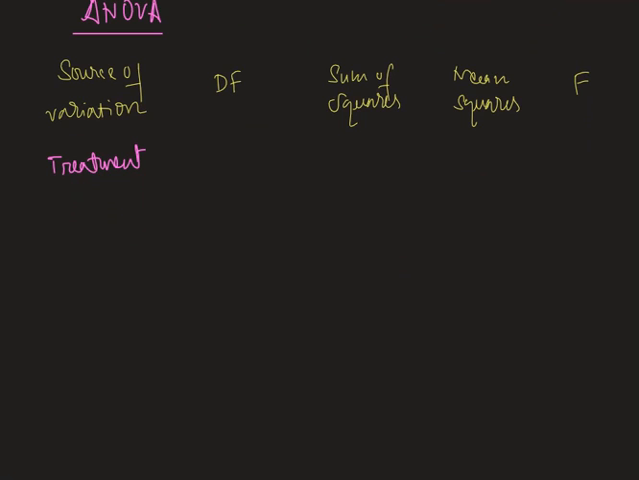Now the degrees of freedom for this case is p minus 1 as there are p treatments, and the sum of square is p multiplied by sum over yi double naught bar minus y triple naught bar whole square, which is nothing but SS treatment. Now here we have MS treatment, which is SS treatment divided by degrees of freedom.